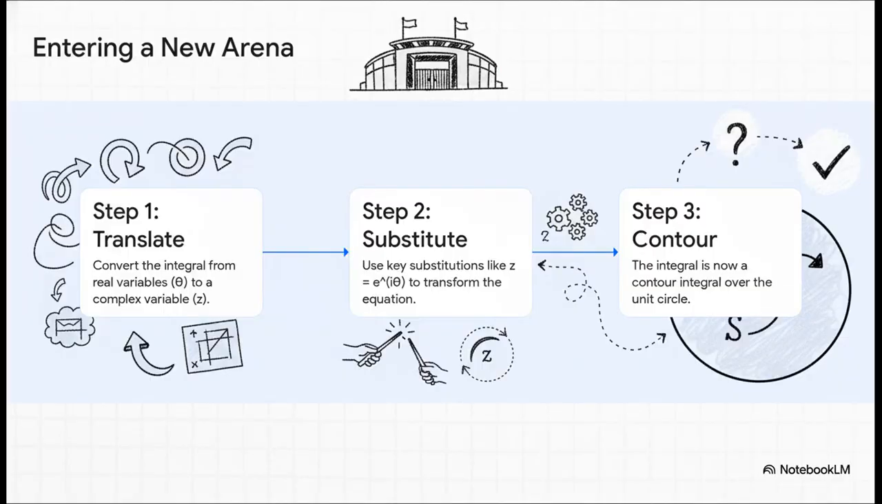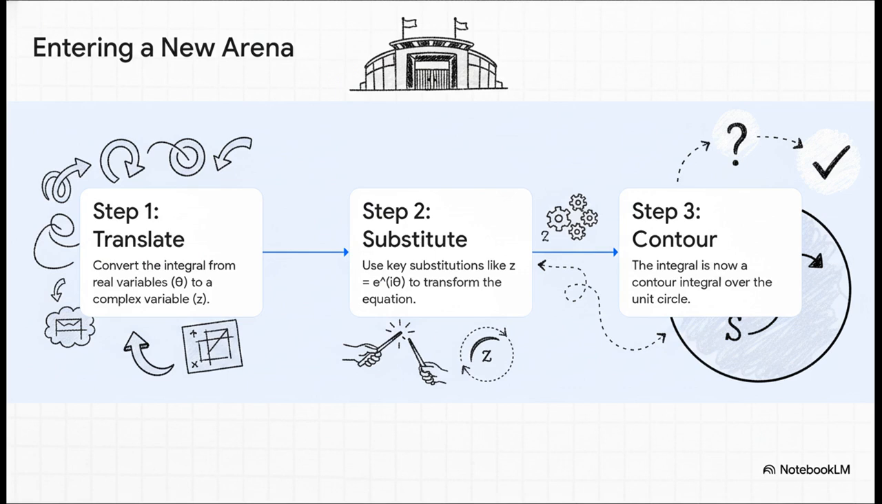Well, mathematicians came up with this brilliant little translation guide. We make a key substitution. We say z is equal to e to the i theta. Now what this does is it takes our integral, which runs from 0 to 2 pi, and turns it into a journey around a circle with a radius of 1 centered at the origin of our new complex plane.